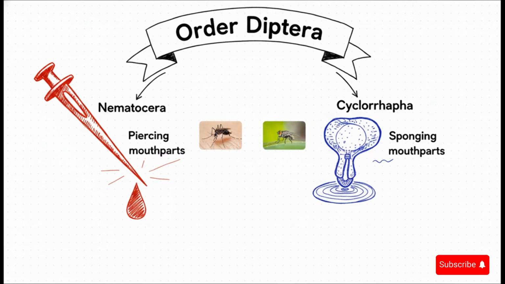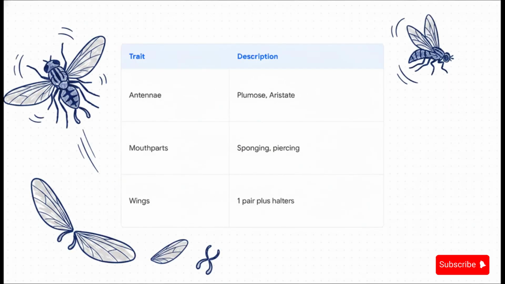Look at the immense variation in how they feed. We have the mosquito, equipped with needle-like piercing mouthparts. Then compare that to a common true fly, which evolved completely bizarre, sponging mouthparts to just mop up liquid food. It's an amazing showcase of diverse tools for completely different survival strategies, all housed under the exact same order. But the true defining anatomical quirk of Diptera is right there in the wings.